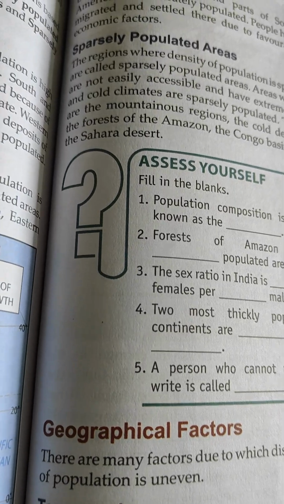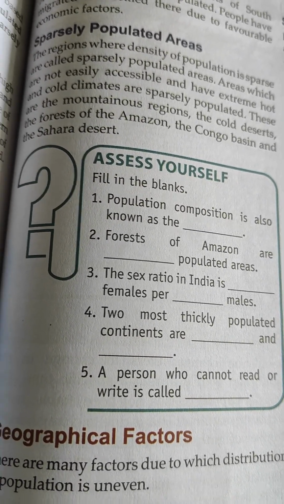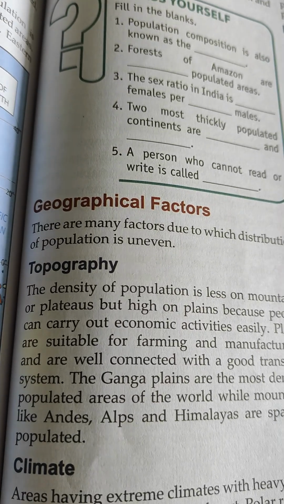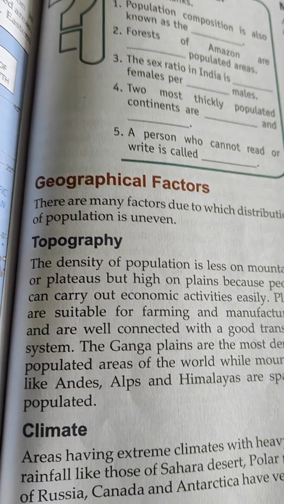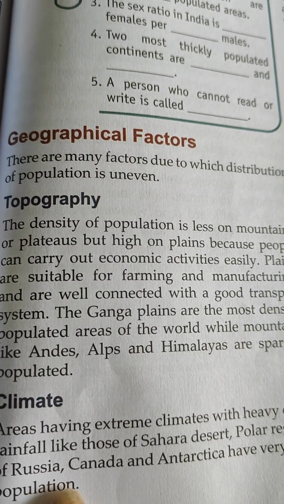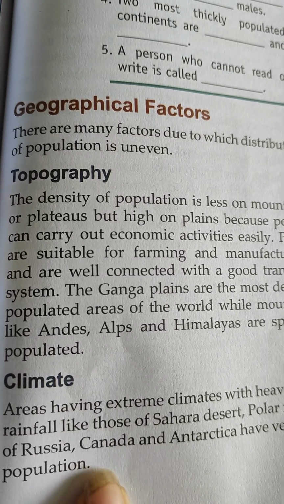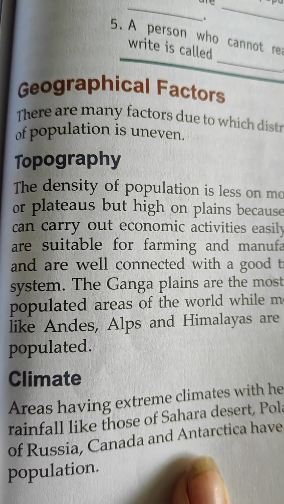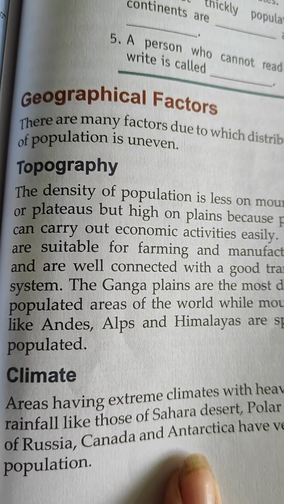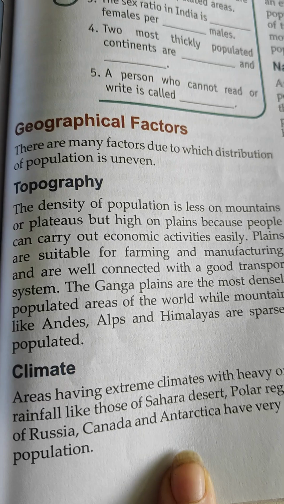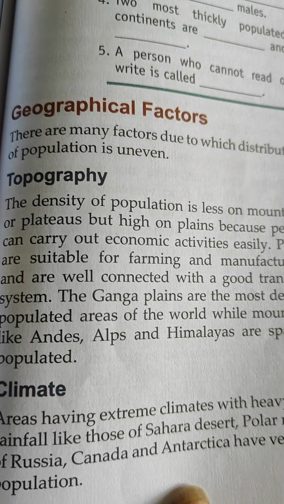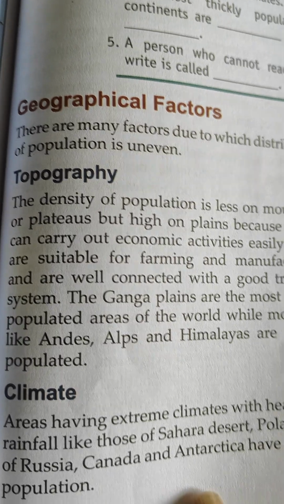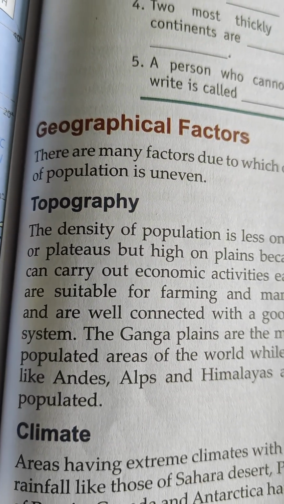Which geographical factors affect this, we discuss now. First, the topography. The density of population is less in mountainous regions because life is very tough, economic activities are not carried out very easily, suitable land is not available for farming, and manufacturing industries are not laid out. So in mountainous regions people do not survive easily, but in plain regions like the Ganga plains and regions of Asia, people live very easily because they have the facilities. So topography or the terrain of the land is a must geographical factor.